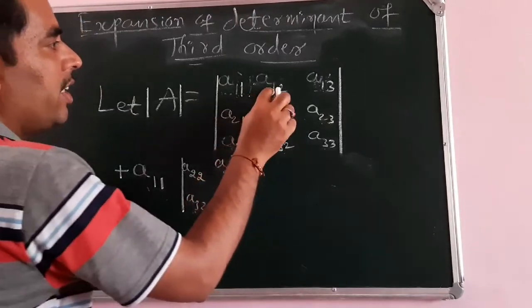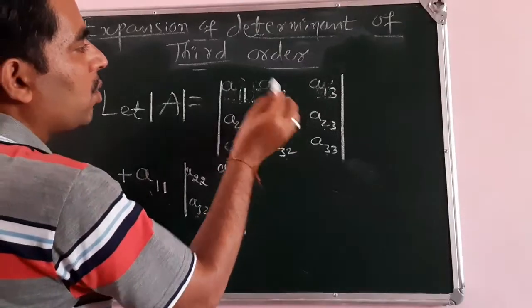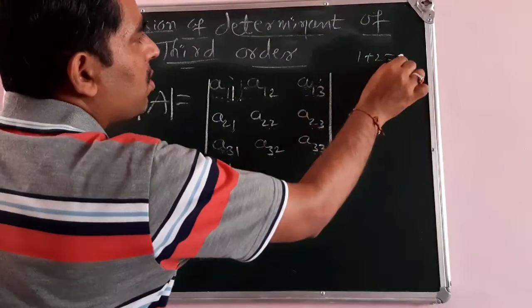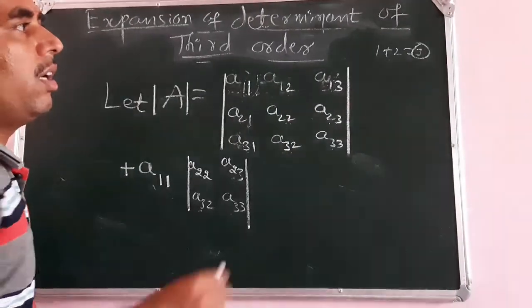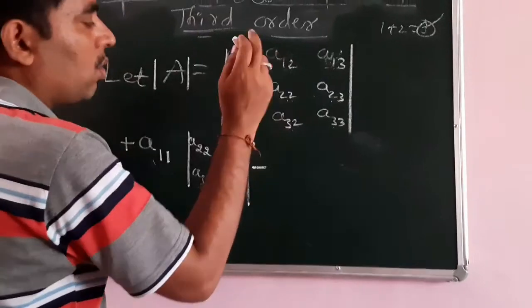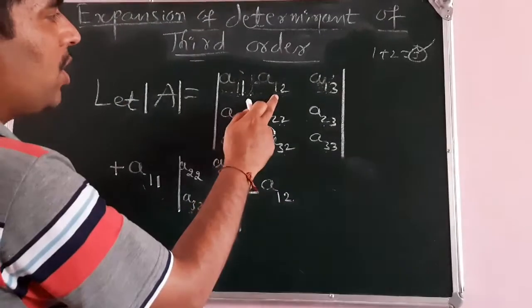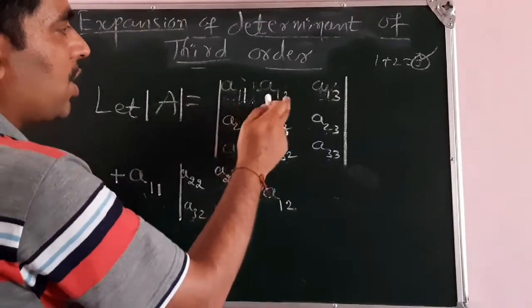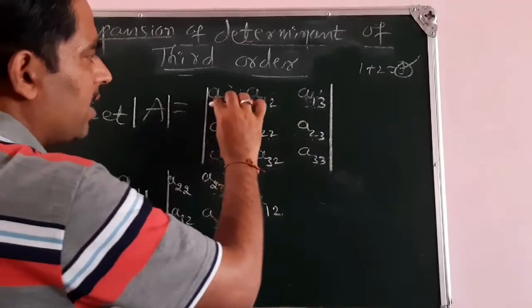Similarly, continue this. Then I consider the second element. Before that, as I told earlier, 1 plus 2 is 3, which is odd. So wherever an odd sum is present, write the sign minus. So that is A12, the first row, second element. Then you leave this column and this row.